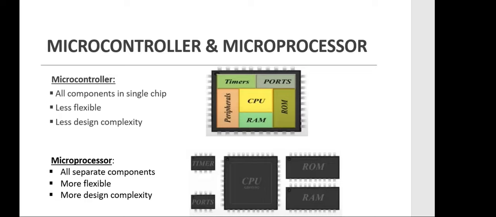The comparison between the microcontroller and the microprocessor, as we learned. In the microcontroller, all the components are in a single chip. It is less flexible and has less design complexity. As in the microprocessor, there are all separate components. It is more flexible and it has more design complexity, as we can see in the diagrams given.